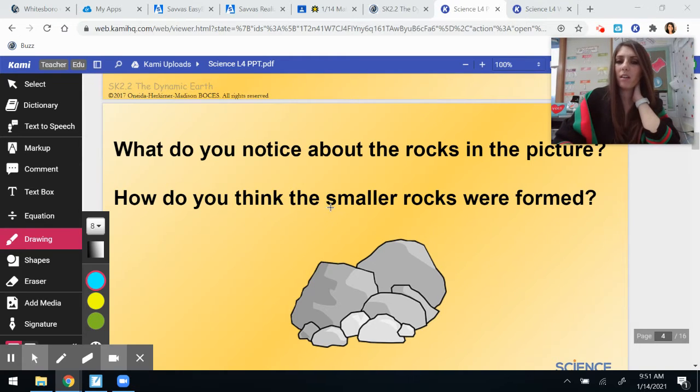How do you think the smaller rocks were formed? Does a rock just pop out of the ground, out of nowhere? I don't know. You can't grow or plant a rock. If you have a big rock, where do these small rocks come from? That might not be a question you ever thought about, but we're going to talk about it today.